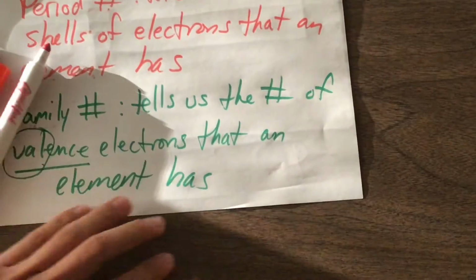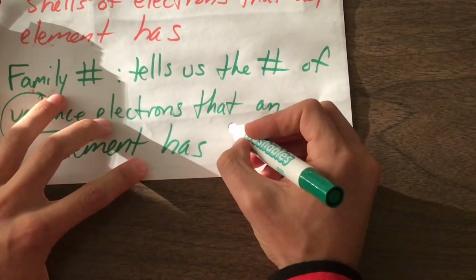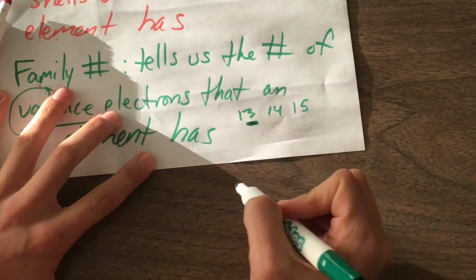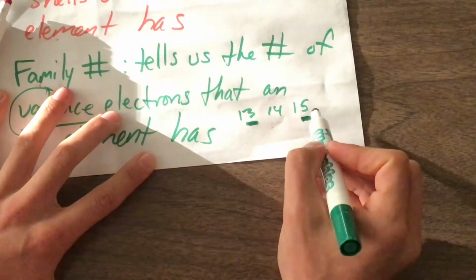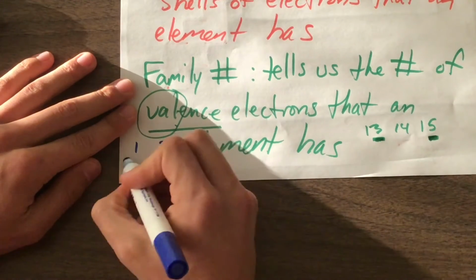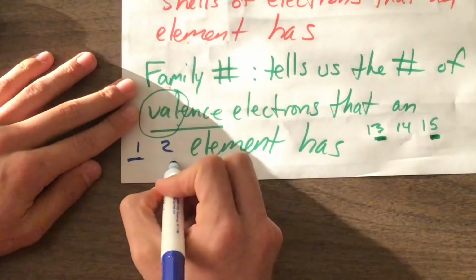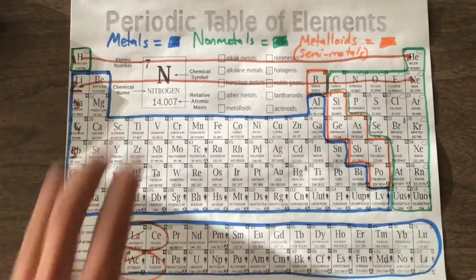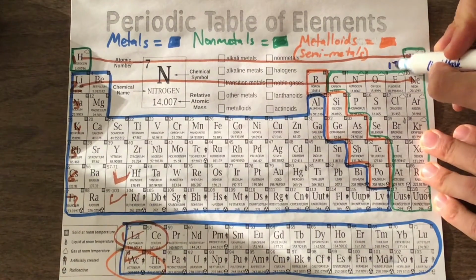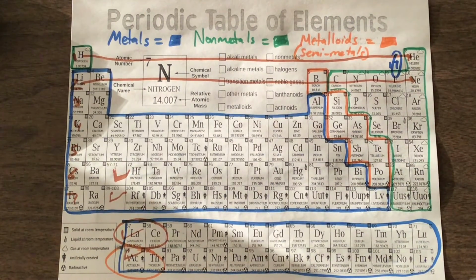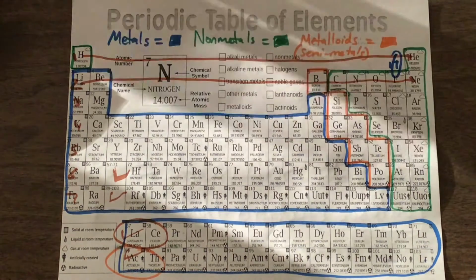So the family number. Those family numbers run on, like 13, 14, 15. Well, you look at the last number. So 13 has 3 valence electrons. Family number 15 has 5 valence electrons. Family 1 has just one valence electron, and family 2 has just 2 valence electrons. So it doesn't matter where you're at. Right here over in the halogens, the fluorine group, this is family number 17, so they have 7 valence electrons, 7 outer shell electrons. I hope that helps to clear some things up for you.